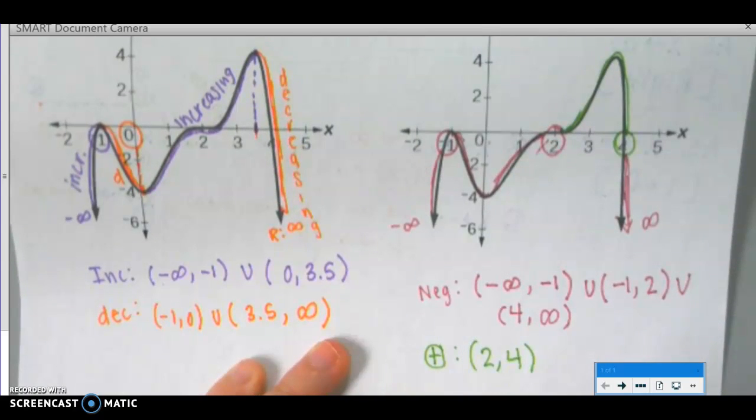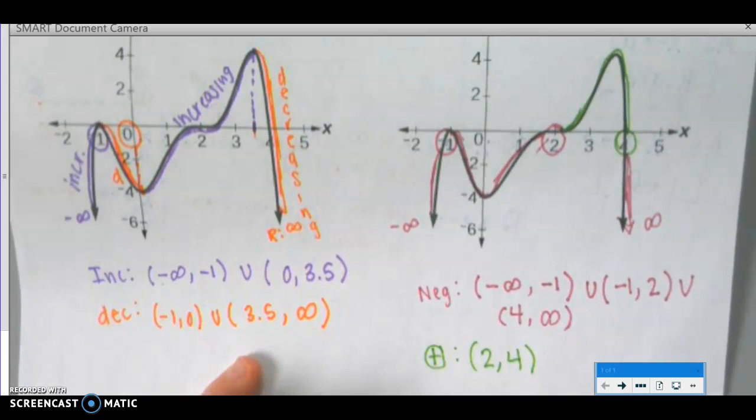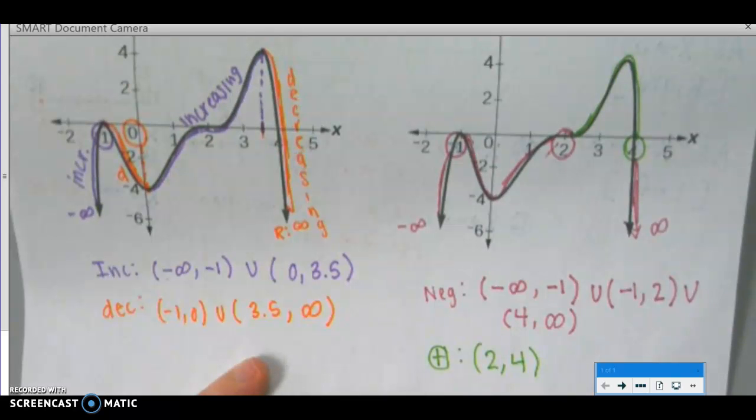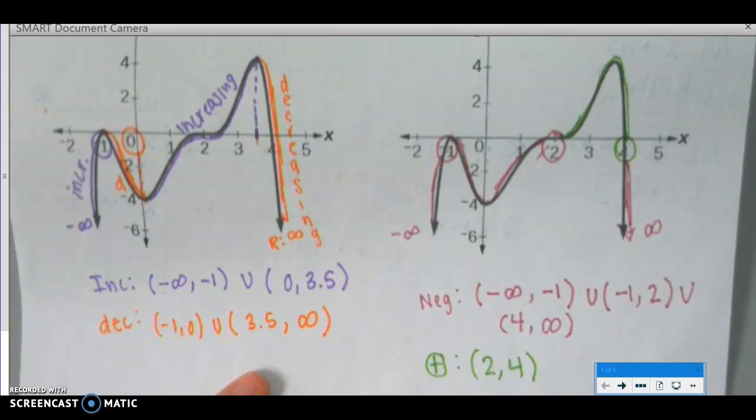All right, so after watching both videos, you should have a pretty good idea of how to find the domain, the range, the end behavior, and intervals of increasing, decreasing, positive, and negative.